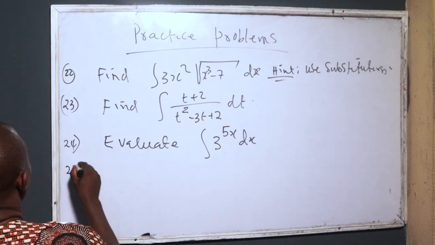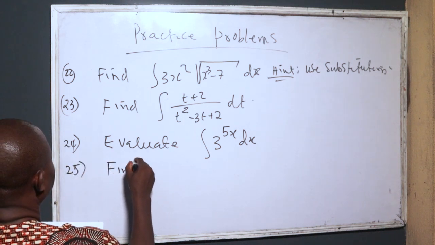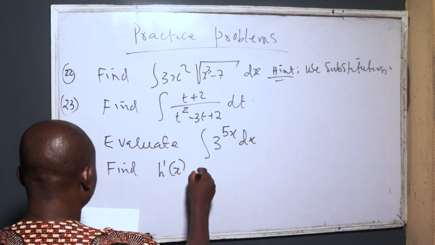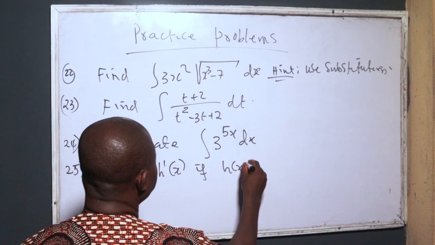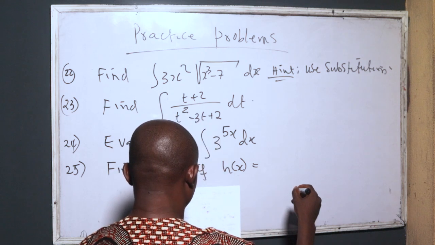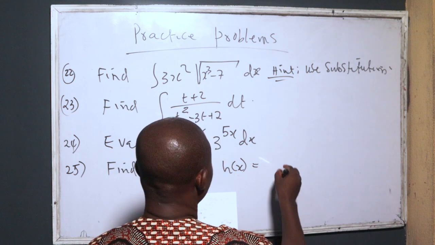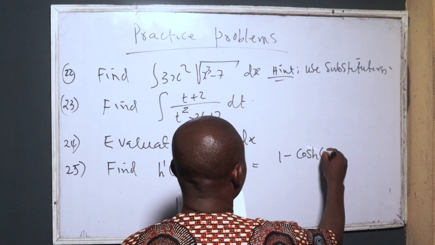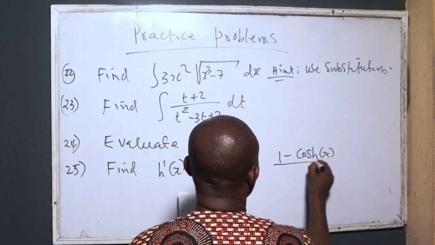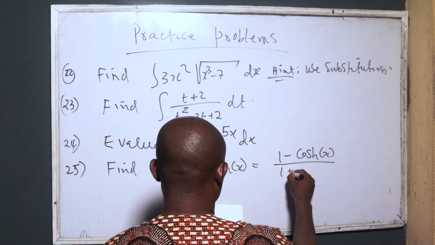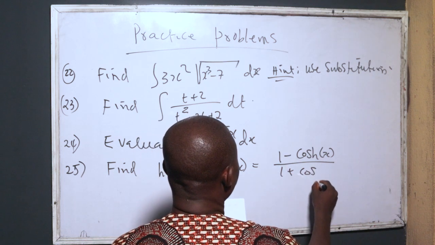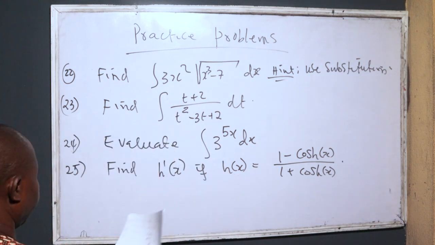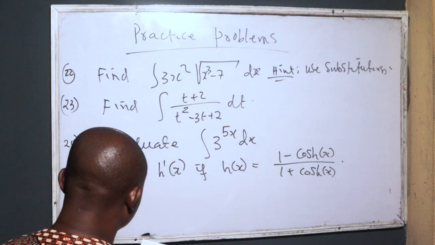And then this one says you should compute h prime of x if h of x is 1 minus cosh of x divided by 1 plus cosh of x. So try to compute the derivative of this hyperbolic function.